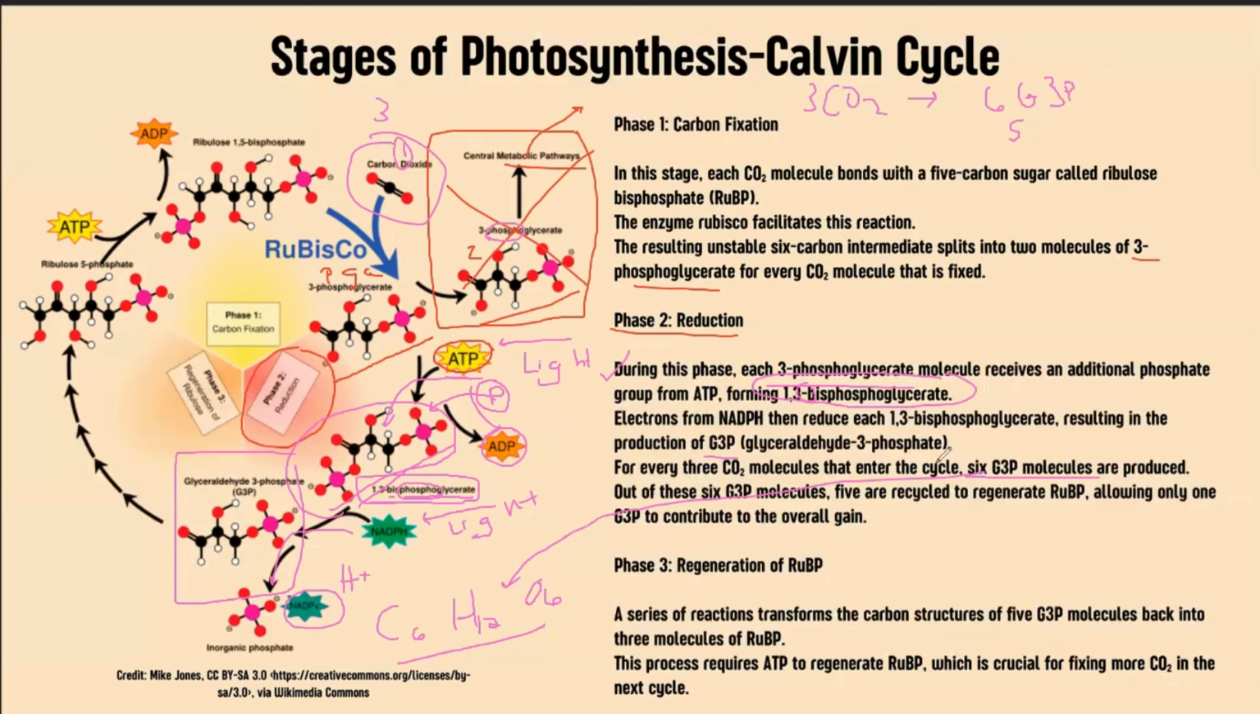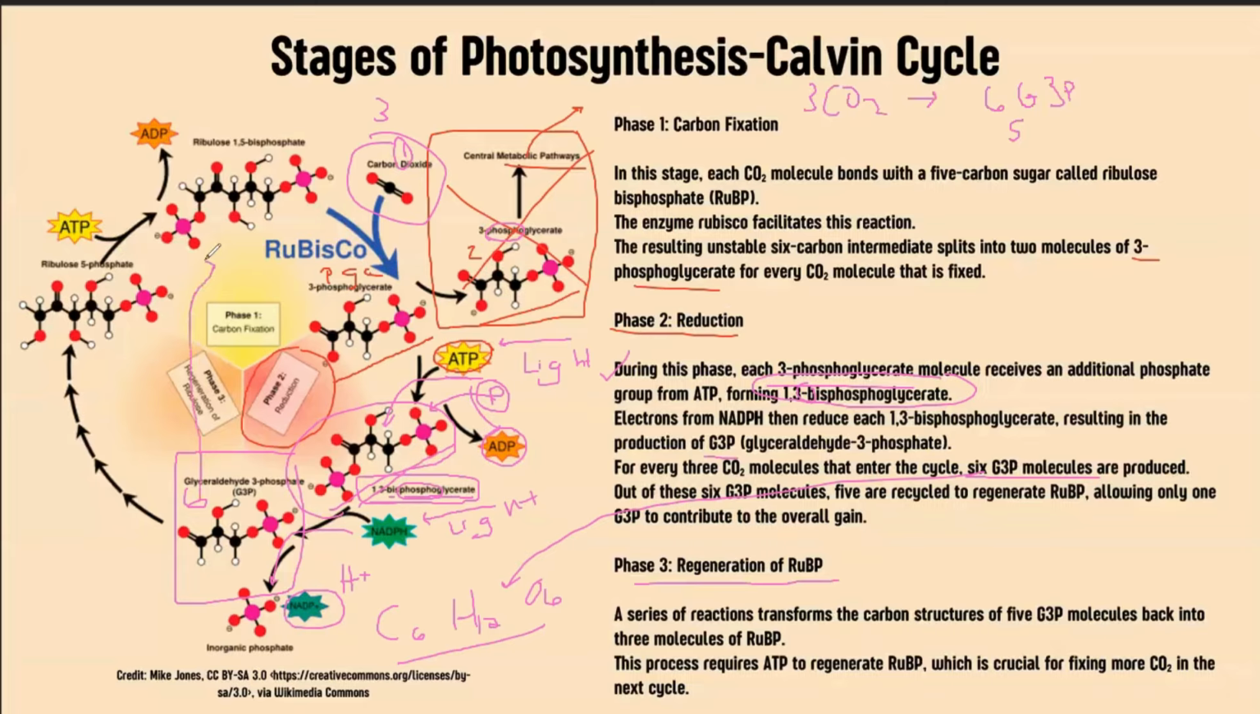And what ends up happening is 5 of these G3Ps end up recycled. And that is where regeneration starts. So what happens is you have 6 of these G3Ps, and 5 of the G3Ps are going to end up being recycled to regenerate RuBP.